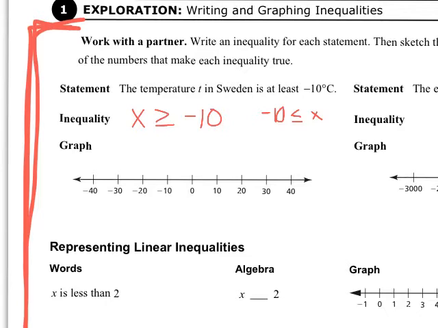On my graph, my dot is going to be at negative 10. What kind of dot is it going to be? Closed dot, right? Closed dots mean equal to. Since this one has the equal to part underneath, it is going to be a closed dot at negative 10. And then I want to shade bigger, so the bigger values are over this way. All right, let's look at the second one.